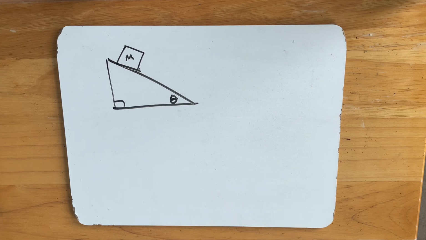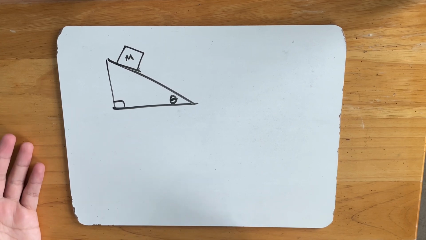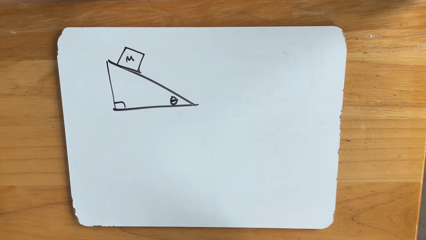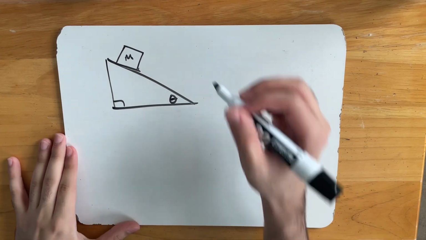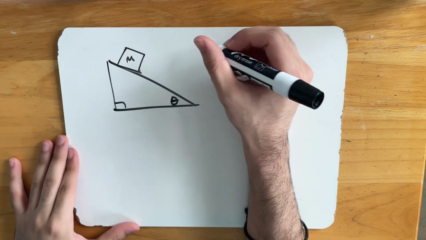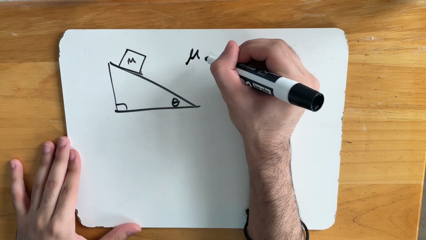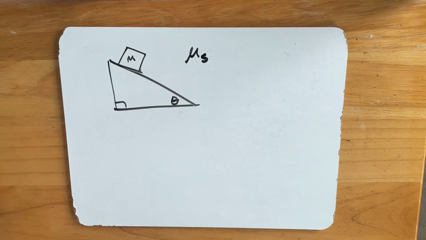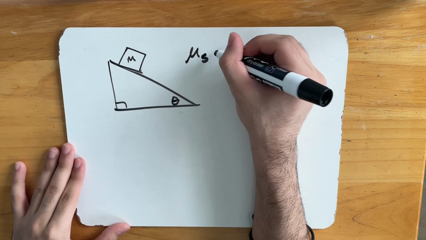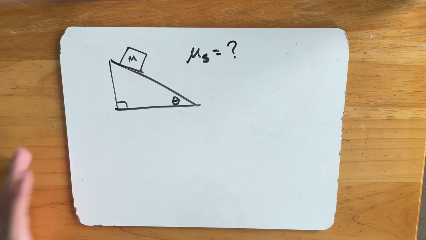So what we're trying to find is, on a slope with some random angle theta and a random brick on it with mass m, we're trying to derive a general formula to find the minimum value for the static friction coefficient. So we're trying to find a general expression for this.